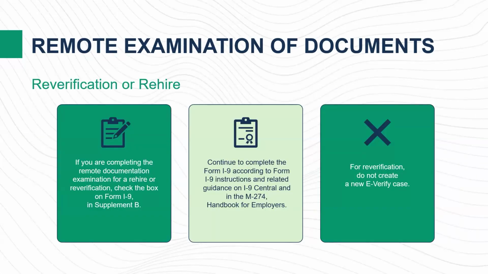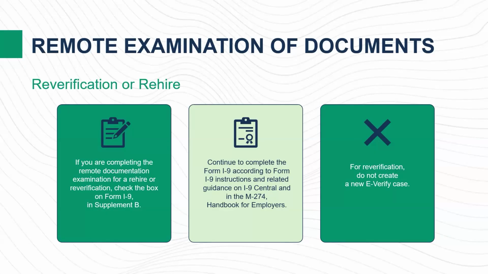If you have somebody who's going to be re-verified, re-verification is for those employees whose employment authorization or documentation of employment authorization expires. So these are going to be people that say they're eligible to work in the United States, not necessarily a citizen. If you're going to complete remote documentation, you need to check that box on Supplement B. Supplement B is the last page of the I-9, page 4. And then you're going to continue to complete the I-9 according to the instructions. Of course, there's a bunch of information and guidance on the USCIS website, as well as in the M274 handbook. And we'll talk more about that in a minute.